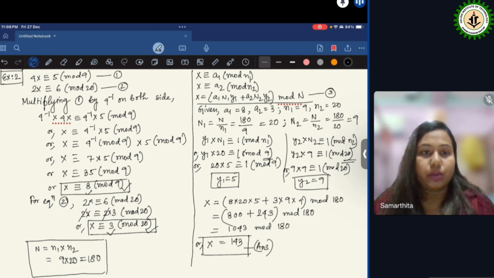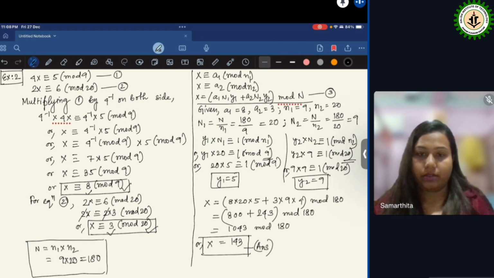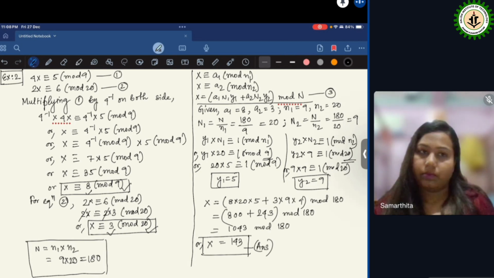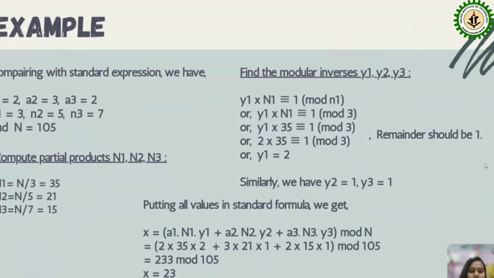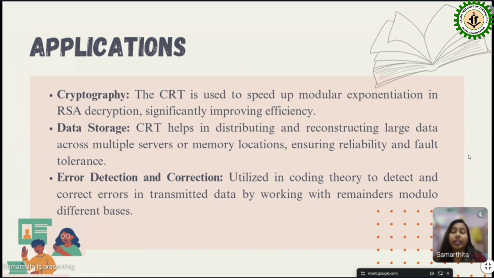Okay. So we will be forwarding to our next section, that is application. Application of Chinese remainder theorem in terms of cryptography. Just I will touch simple things. Let's come to our next slide. Okay, so this is our next slide. The Chinese remainder theorem is used to speed up modular exponentiation and decryption algorithms.